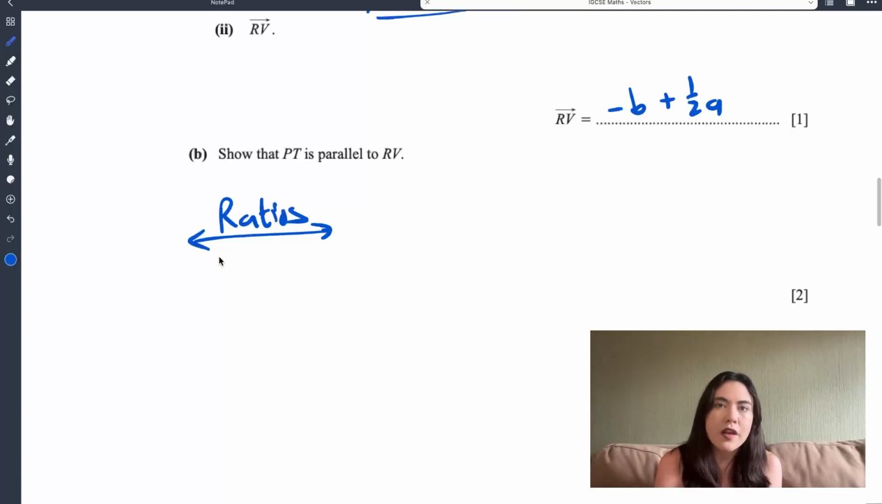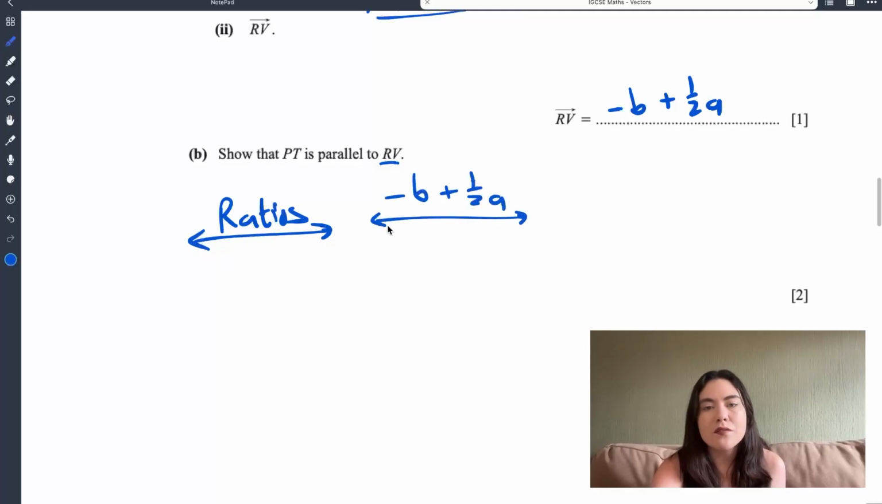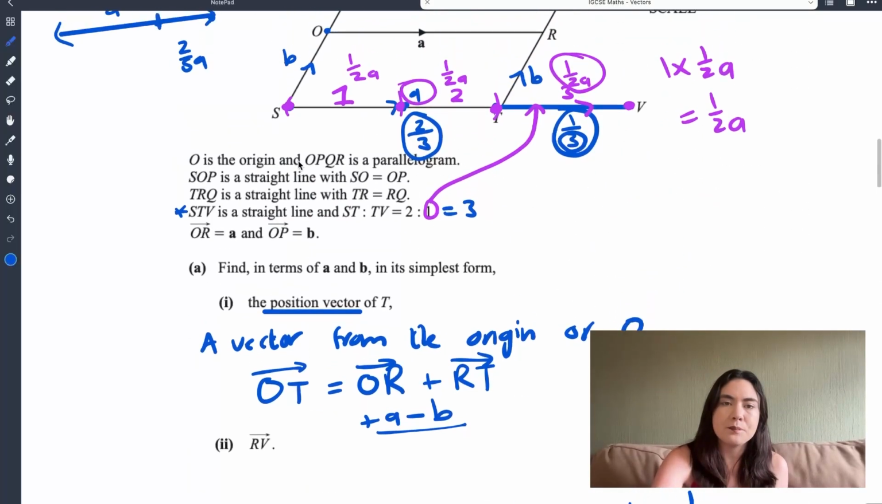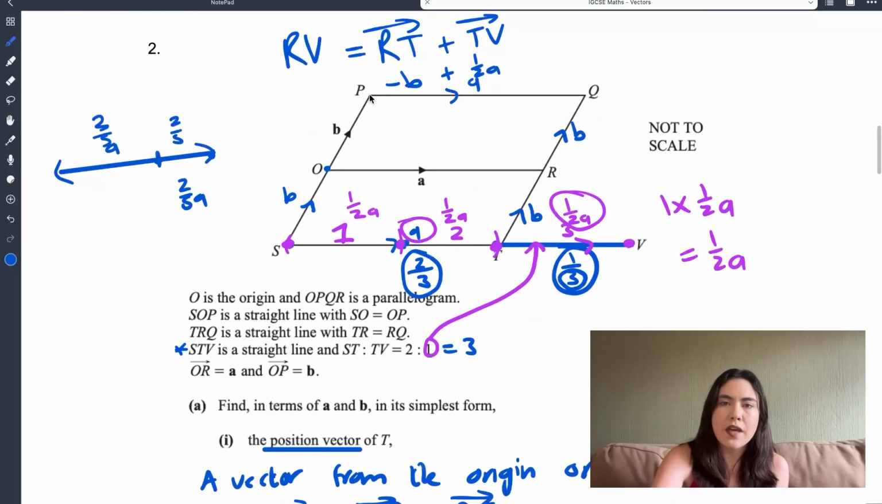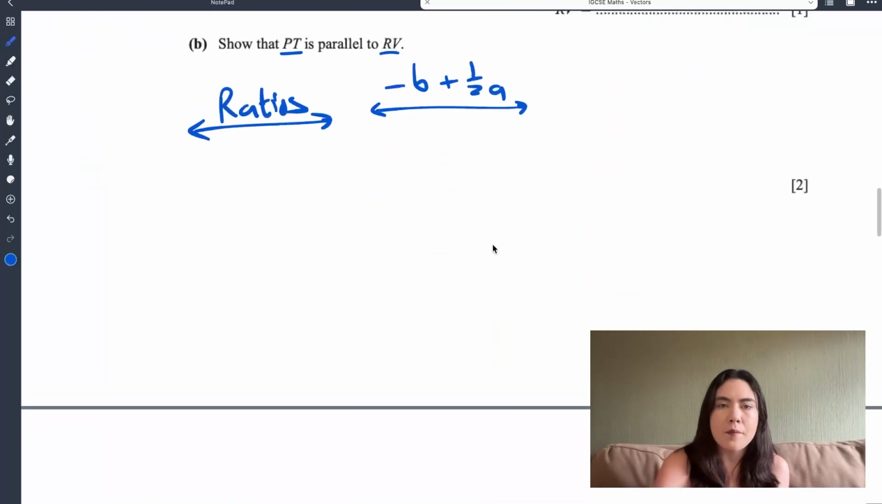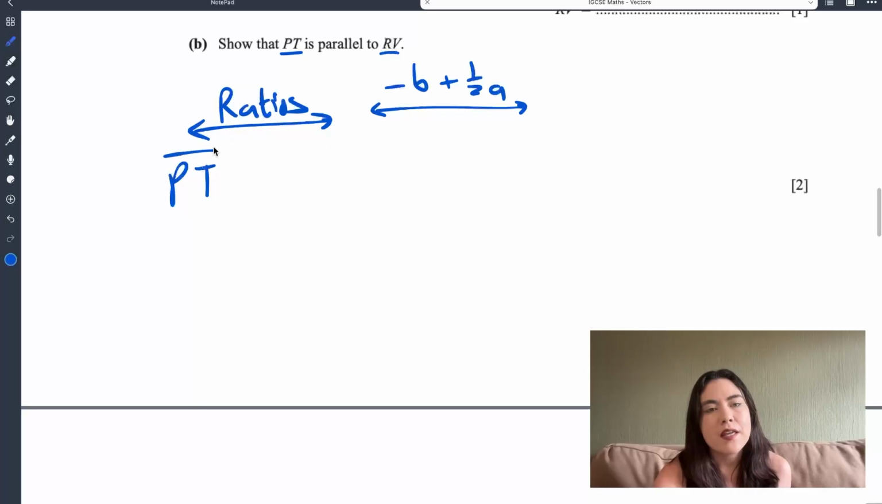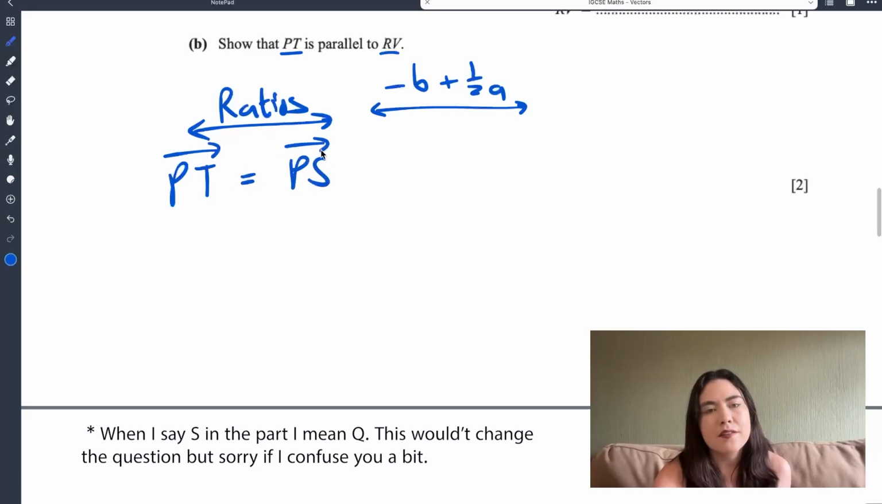So we need to compare the line of P to T to the line of R to V. We already know the line of R to V is minus b plus a half a. Cool, great. Now we need to find the line of P to T. So let's do that. P to T, either we can go P to Q and then Q to T, or we can go P to S and then S to T. Doesn't matter which way. I'm going to go the first way again. So I'm just going to write it out. P to T is equal to P to S and then S to T.